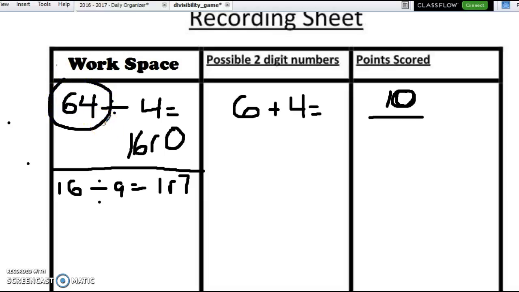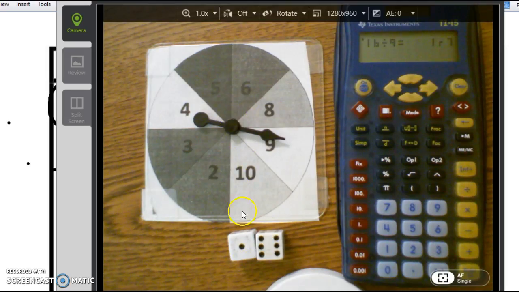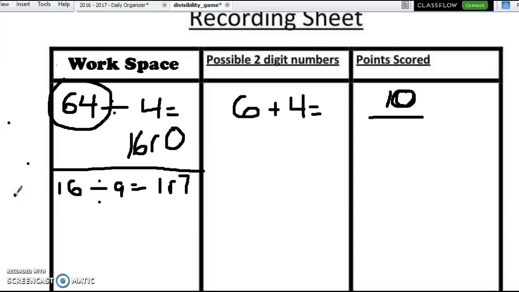So now, if you understand the rules of today's game, you can grab what you need, which again is a spinner, 2 dice, and a calculator, as well as this worksheet, find a partner, and try and score more points than them, practicing your divisibility rules.